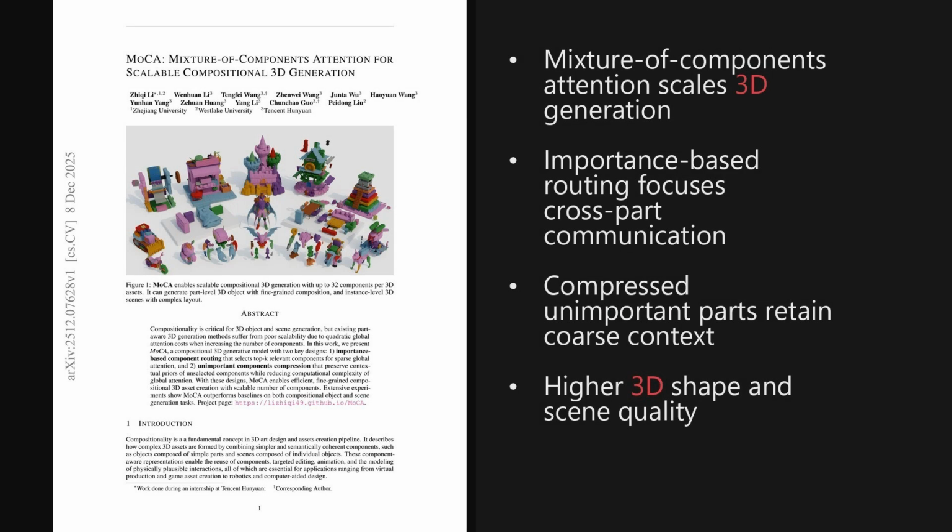MoCA shows that mixture of components attention can scale compositional three-dimensional generation to dozens of parts while actually improving geometry quality and scene realism. Routing to important components and compressing the rest looks like a general recipe for making structured, part-aware models more efficient.